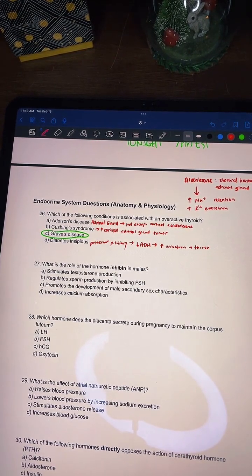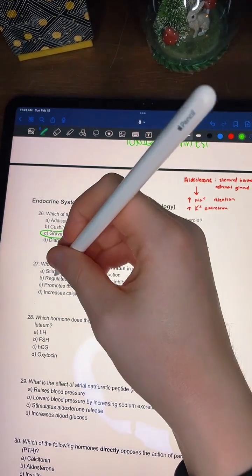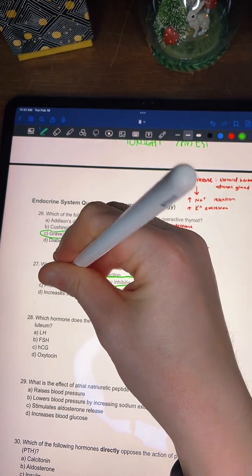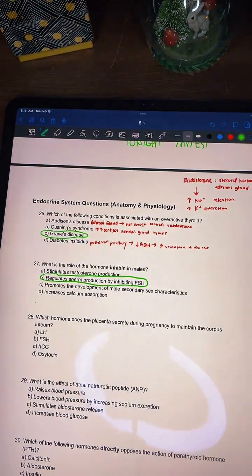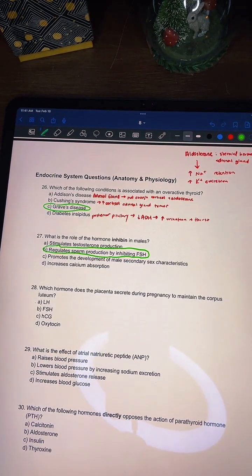We're on number 27. What is the role of the hormone inhibin in males? B. Yes, the answer is B. It is responsible for regulating sperm production by inhibiting FSH. Moving on to number 28.